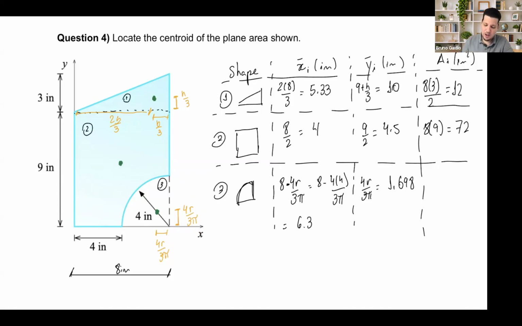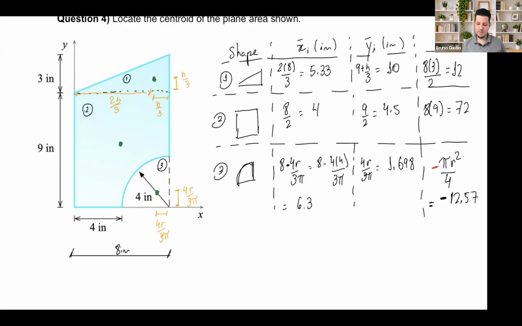Now the area of a quarter circle, if you go to the table, is pi r squared divided by 4. However, what are we doing with this area? We are removing this area, so this should be negative area. Once you calculate, it is negative 1257.